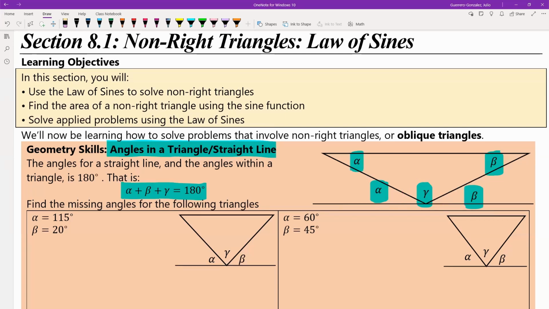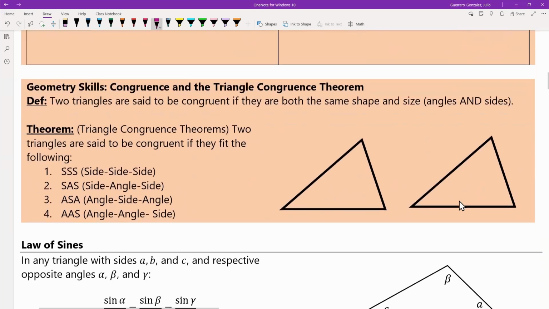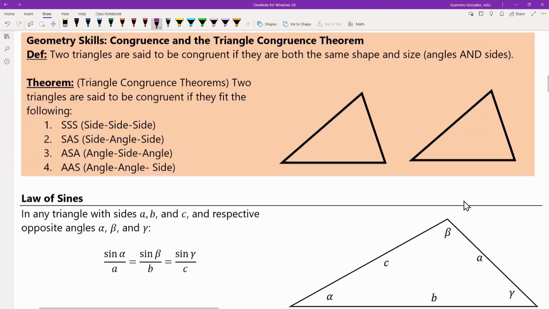Okay. I've got some practice problems for you guys to do. We'll do those in class. One more thing that we need to pick up in order to do any of the trig that we're about to do, any of the law of sines that we're about to do, is to cover some of the triangle congruence theorems and the idea of whatever a congruence means.